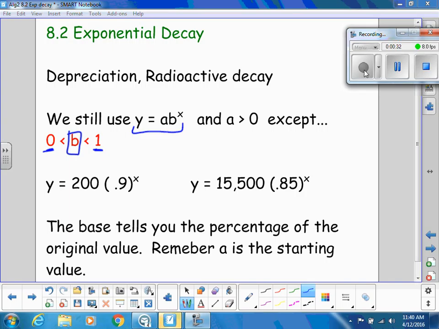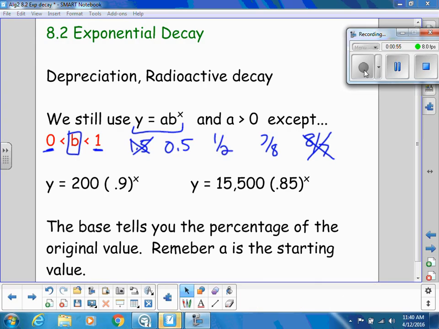Now, it can't just be any fraction or any decimal. If I had 1.5, obviously that's not in between 0 and 1. So it has to be something like 0.5 or a half, or 7/8, or something like that. If I had even a fraction that was bigger, like 8/7, that is not in between 0 and 1. Okay, so you can see how our b value here is between 0 and 1, and our b value here is between 0 and 1. That's how we know that it's exponential decay.